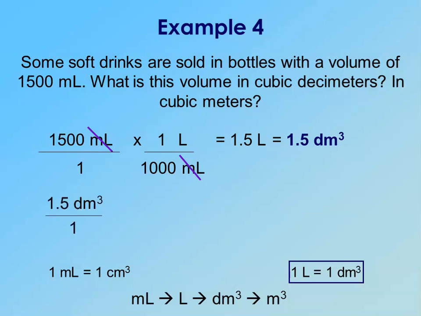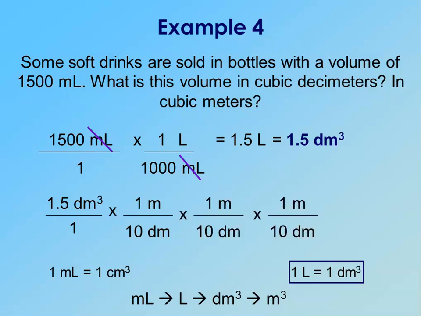To get it in cubic meters, I would take that 1.5 decimeters cubed, and I would remember that based on my chart, there are 10 decimeters for every 1 meter, or 1 meter quantity cubed over 10 decimeters quantity cubed. However you wish to go about it, you need to make sure you account for all of the decimeters, and that you take 1.5 and divide it by 1,000.